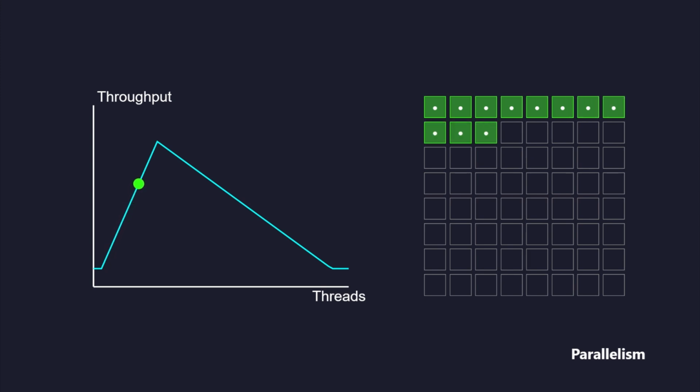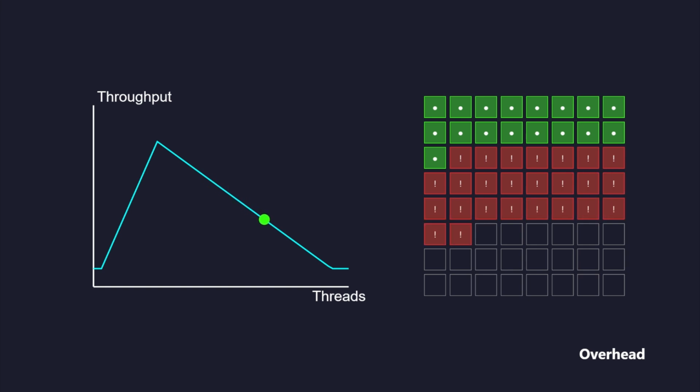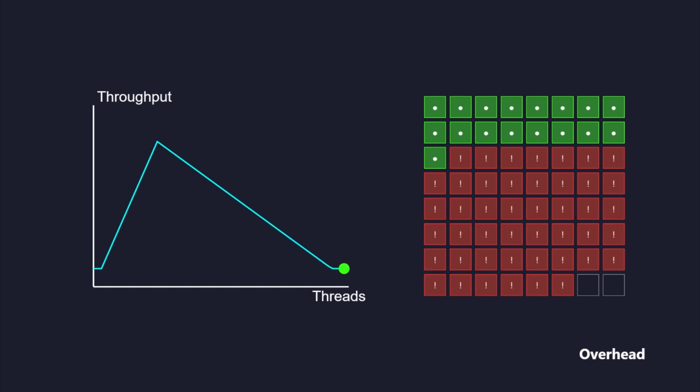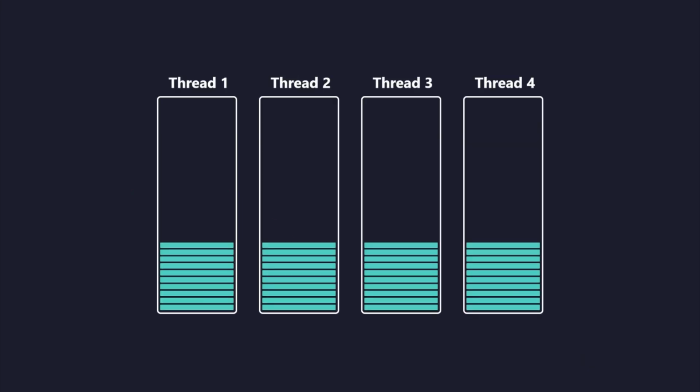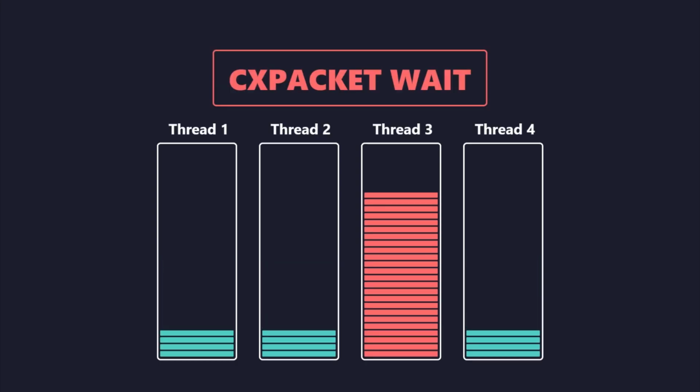Parallelism can speed up large scans, but excessive threading causes overhead from coordination and context switching. Configuring the maximum degree of parallelism prevents a single query from consuming all available CPU cores and starving other system processes. High CX packet wait times often indicate skewed data distribution in parallel operations.